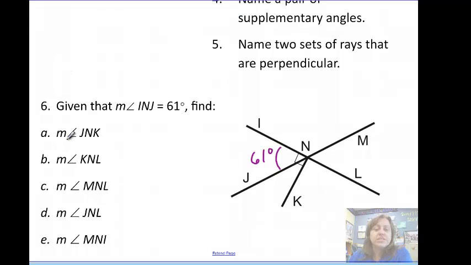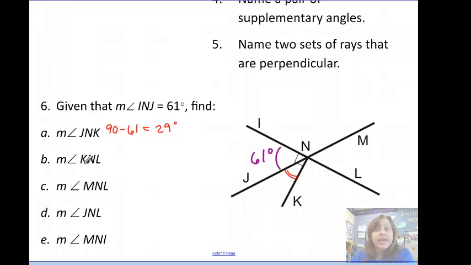First question asks us to find the measure of angle JNK. Angle JNK looks like we're right here on this little acute angle. How big is that? Well, the relationship we want to see is that that angle with our 61 degrees makes a right angle. So they're complementary angles. So if we want to find it, we would simply take 90 degrees and subtract out that 61 total for an answer of 29 degrees.